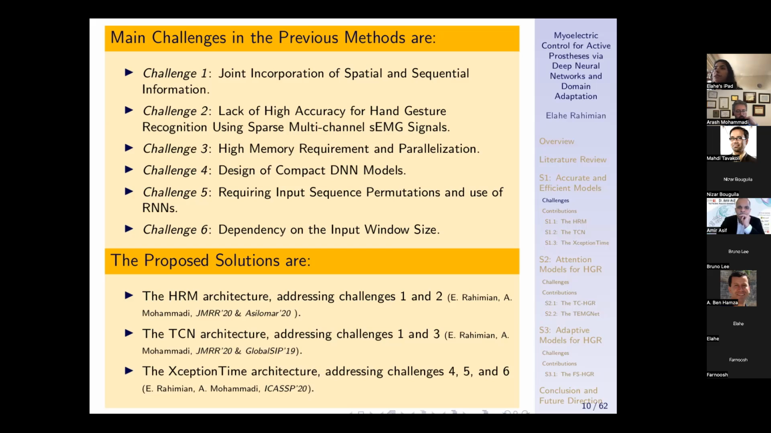Challenge number five is about when some architecture needs input sequence permutation. And finally, challenge number six is about when the architecture is dependent on the window size. It means when we change the window size, the architecture should be reconfigured. So for this section, we propose three solutions. The first one is the HRM architecture, which addresses challenges 1 and 2. The second one is the TCN architecture, which addresses challenges 1 and 3. And finally, we have the Exception Time architecture, which addresses challenges 4, 5, and 6.